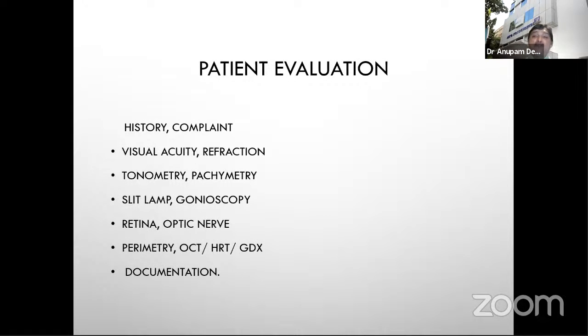Now, documentation of all these things is very important because it's a long-term therapy, it's a lifelong therapy, and you need to do a lifelong follow-up of these patients. So you need all those documents with you, and also for medico-legal purposes, it is important.